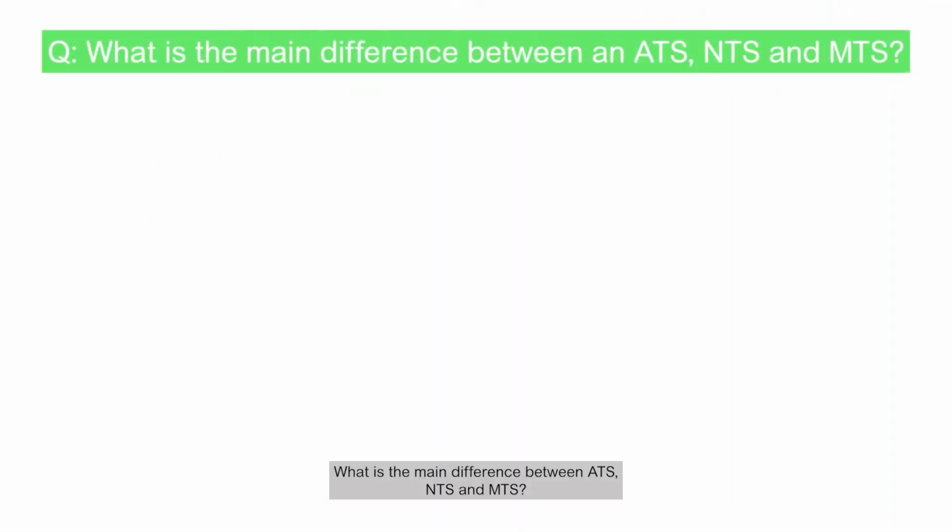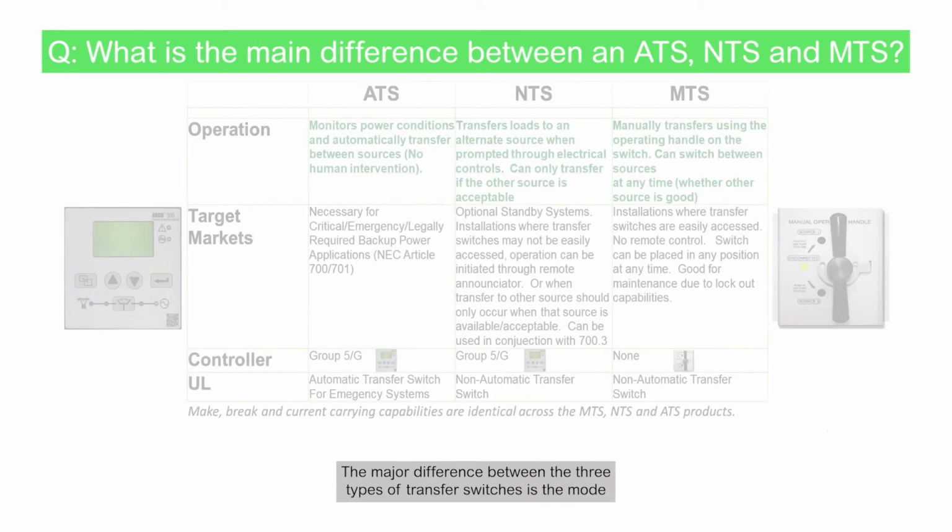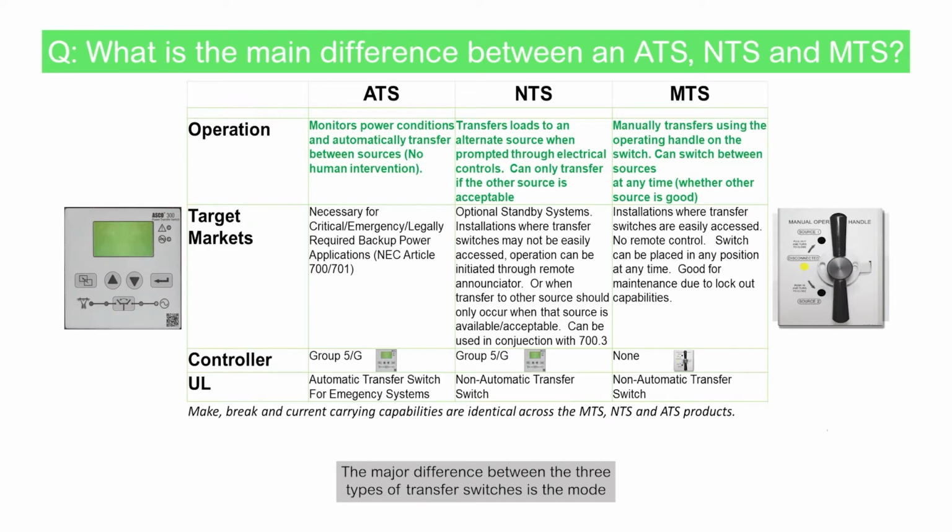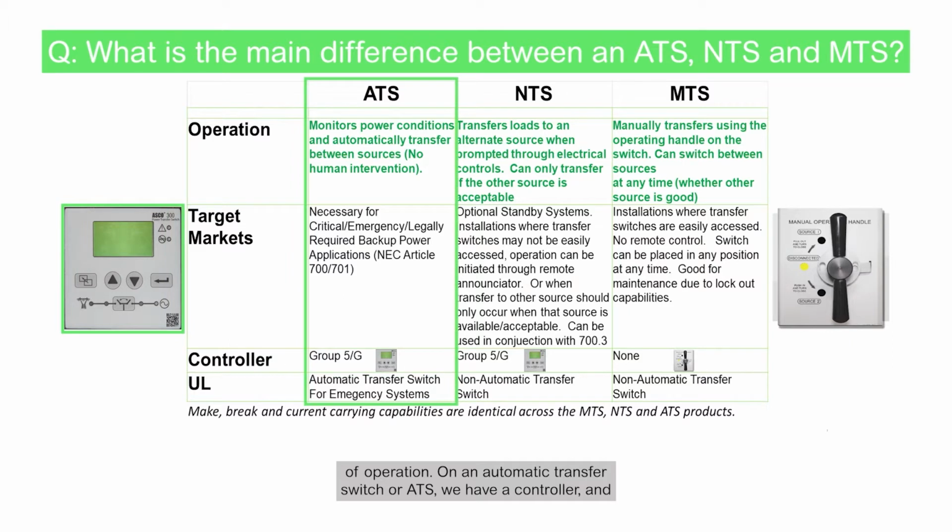What is the main difference between ATS, NTS and MTS? The major difference between the three types of transfer switches is the mode of operation. On an automatic transfer switch, or ATS, we have a controller, and the controller initiates the transfer electronically, depending on the power condition. So if there is a loss in power, and the emergency power source is available and acceptable, it can initiate transfer from your normal source to emergency.